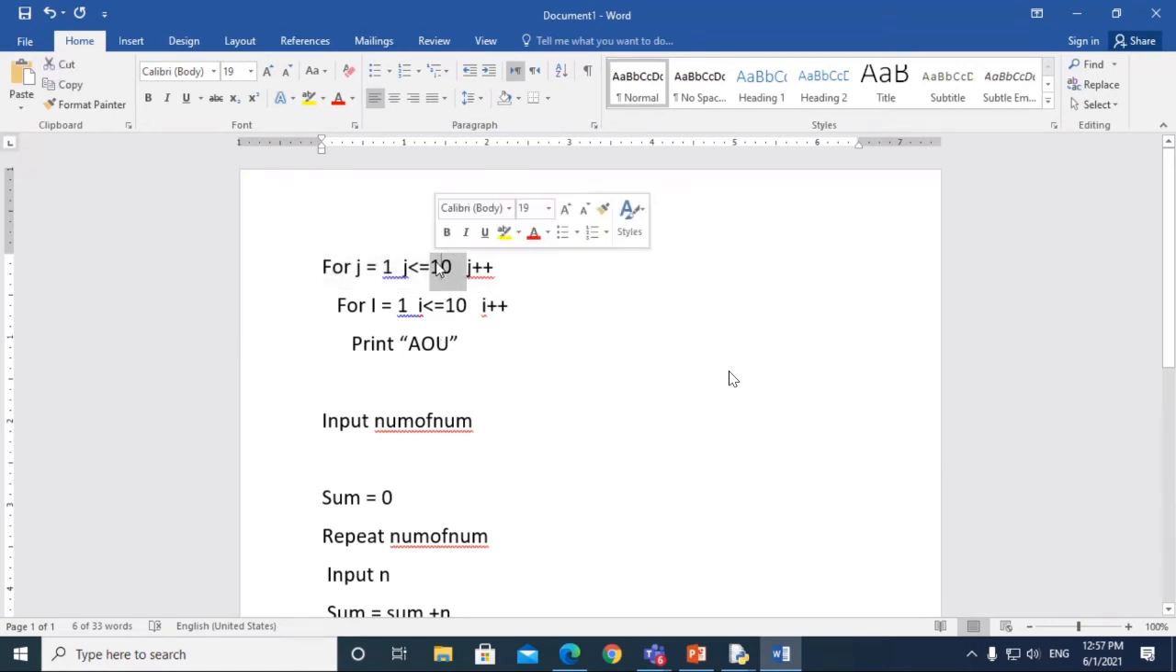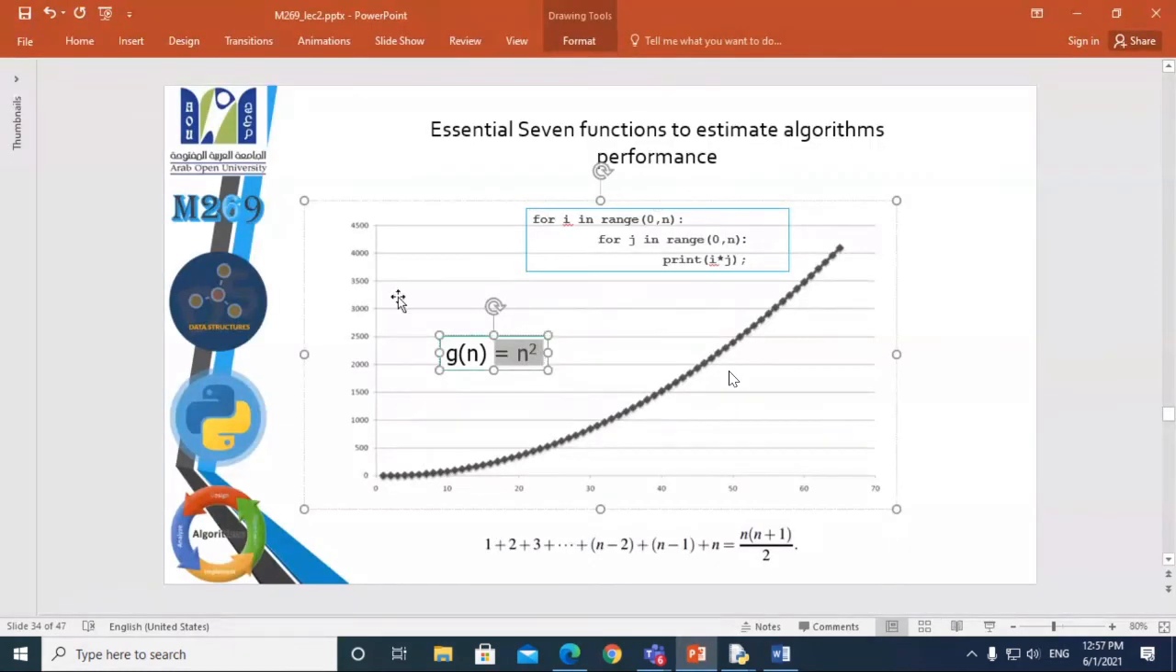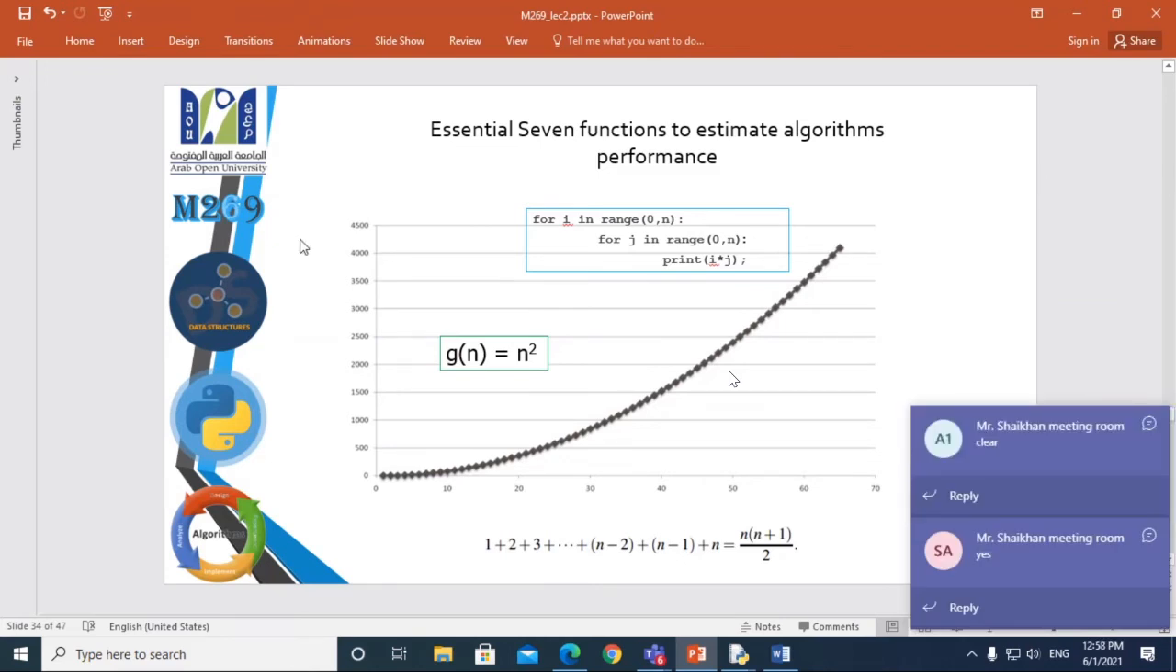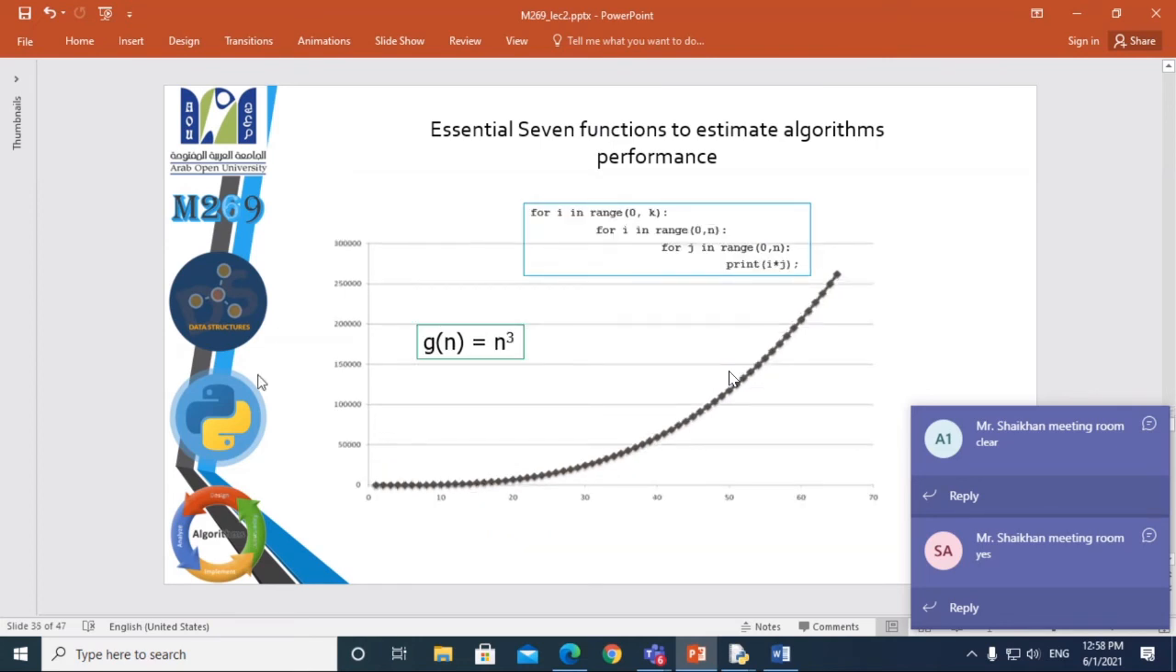Which is n by n. Now, regardless of the value, I don't care if it is 10 or 100, depending on n, n multiplied by n is n squared. So that's why the answer is n squared. Clear? Clear like mud? Not yet. Okay, how about this one? Why is it n cubed, sorry, n cubed?